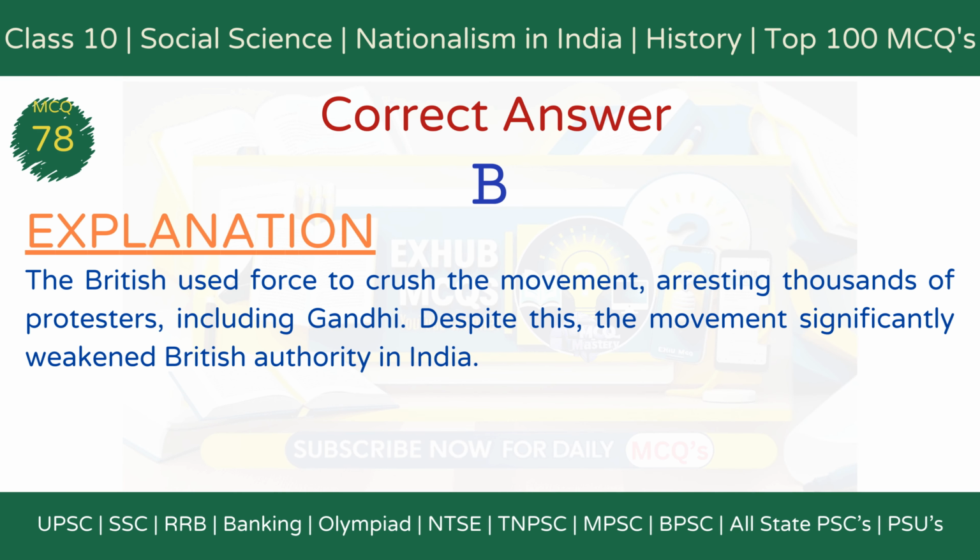The correct answer is option B, by violently suppressing protests and arresting leaders. Explanation: the British used force to crush the movement, arresting thousands of protesters, including Gandhi. Despite this, the movement significantly weakened British authority in India.